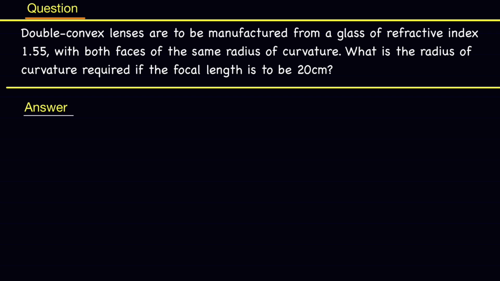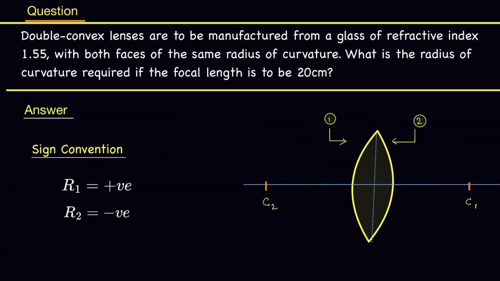So let's understand this question with a figure. As you see here, we have a double convex lens. This we consider as the first face of the convex lens, and this is the second face of the convex lens. So based on the first surface, our radius of curvature will be represented as R1. And based on the second surface, here is our R2.